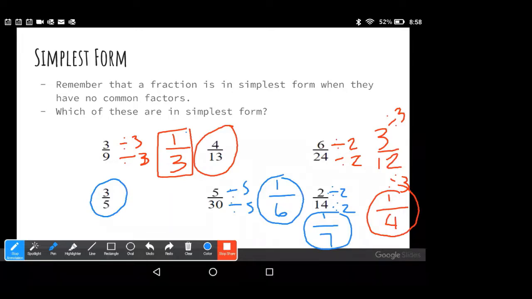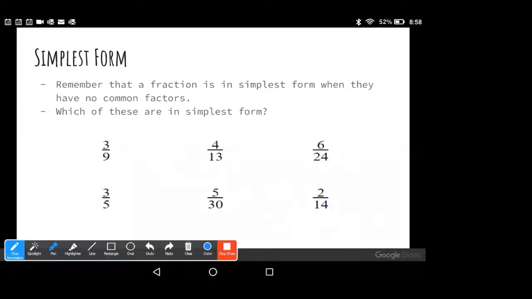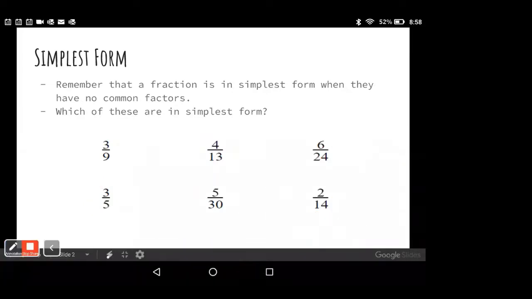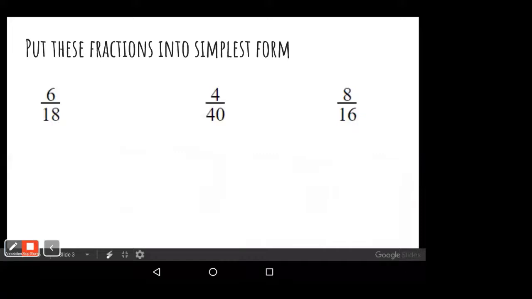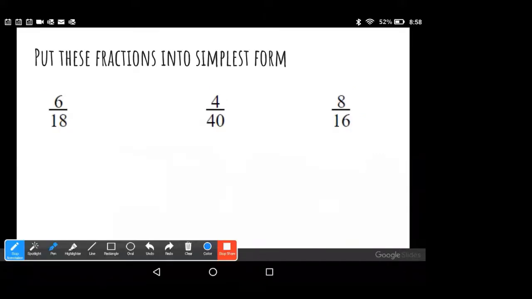So like I said, I know we talked about this before spring break, but I want to make sure that everybody's there. Okay, so let's put these in simplest form. Numbers 1 through 6 on your worksheet for today is writing them in simplest form. So after we do these, if you want to pause the video and go do numbers 1 through 6, okay, good strategy before we move on to a new topic.